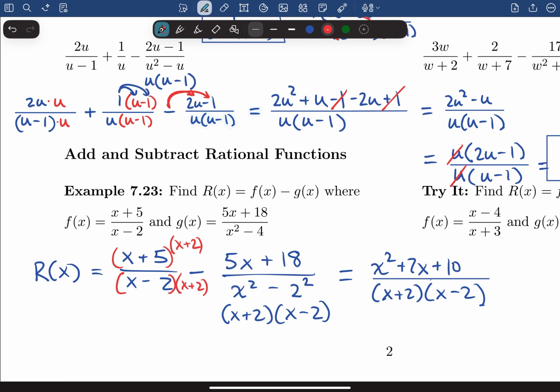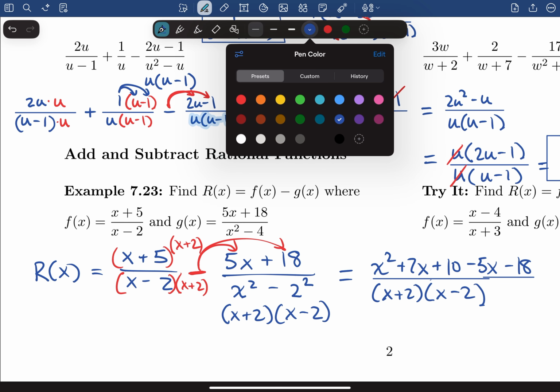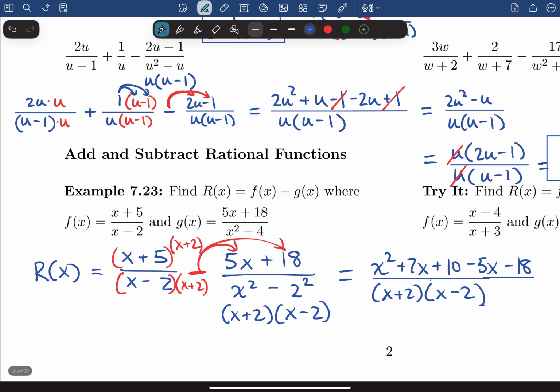Great. Now, be very careful. We have the minus sign between the two fractions. So that has to distribute to both of the terms of the numerator, and we get a minus 5x and a minus 18. Great. We're almost done. All we need to do is simplify the numerator. So the numerator becomes x squared, and 7x minus 5x is a positive 2x, and the constants 10 and negative 18 make negative 8. And so here I've got a result.